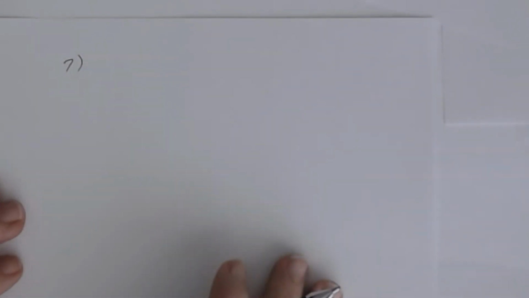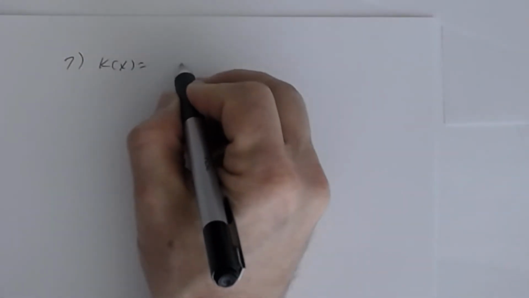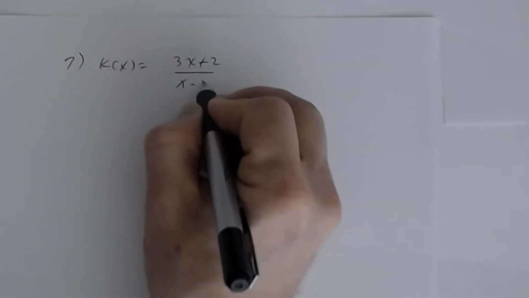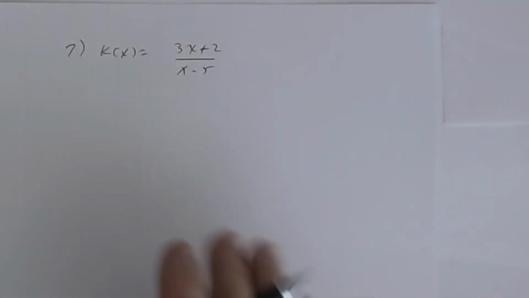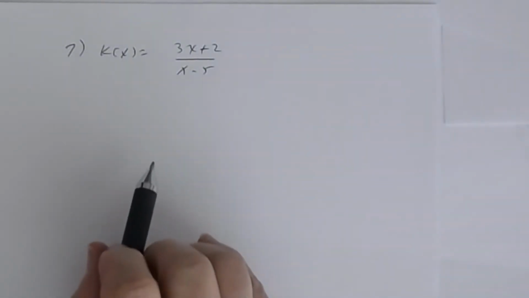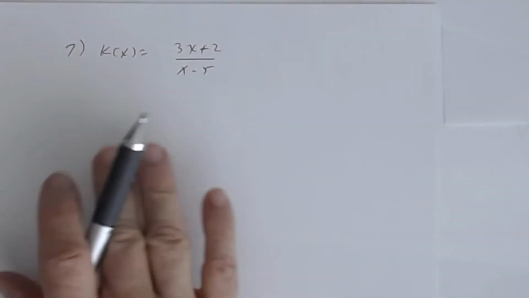You want to do another one? Let's do another one with rational. Okay, number 7. Let's say you had k of x equal 3x plus 2 divided by x minus 5, and you want to find the inverse function. So this is a one-to-one function. Okay, it's a rational function.